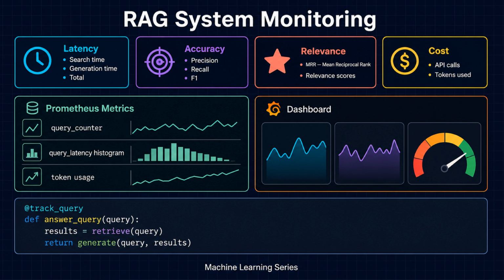Prometheus is the standard for metrics collection, using counters for totals, histograms for latency distributions, and gauges for current values. Visualize everything in Grafana dashboards. Use Python decorators to automatically track metrics on every function call without cluttering business logic.